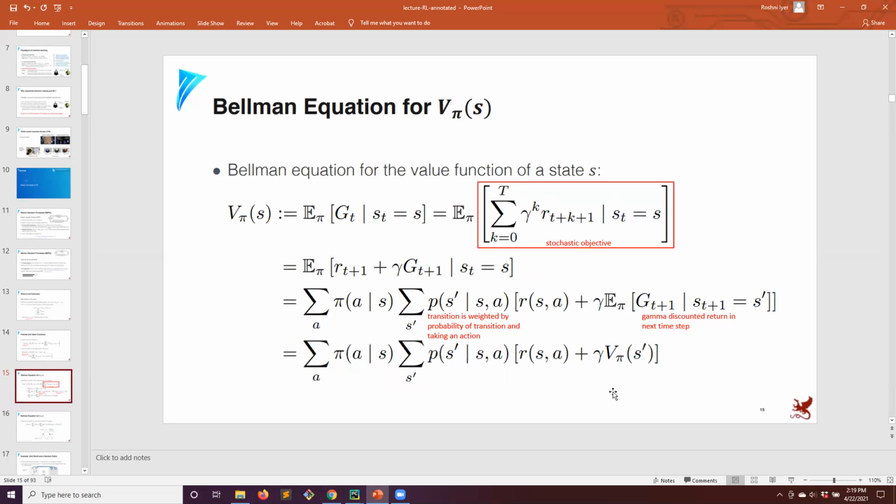And this is basically gamma of the value function in the next state. So this we can rewrite to be this.